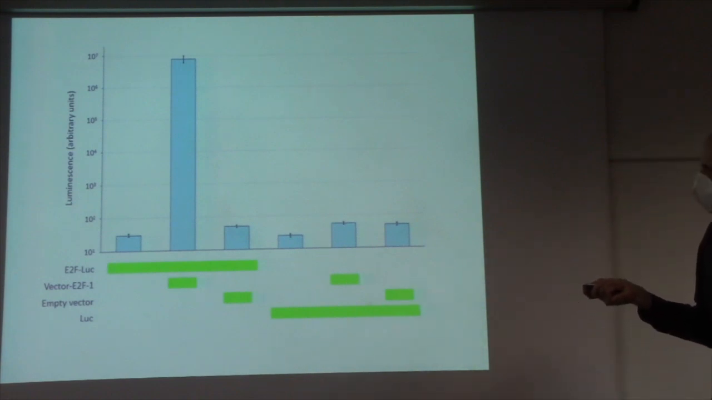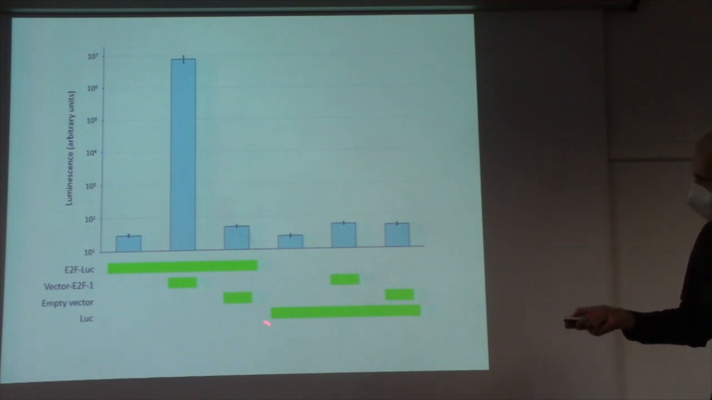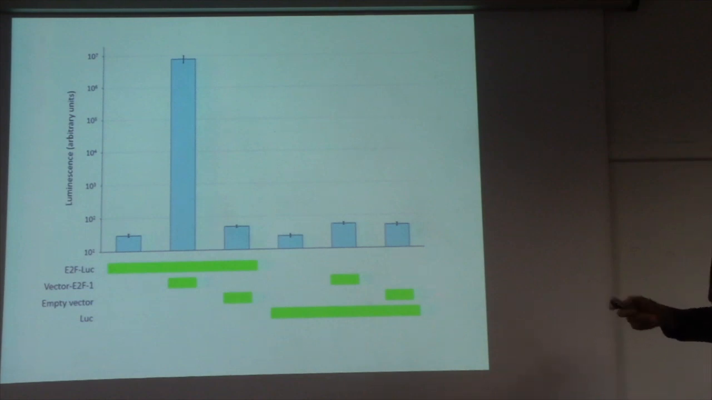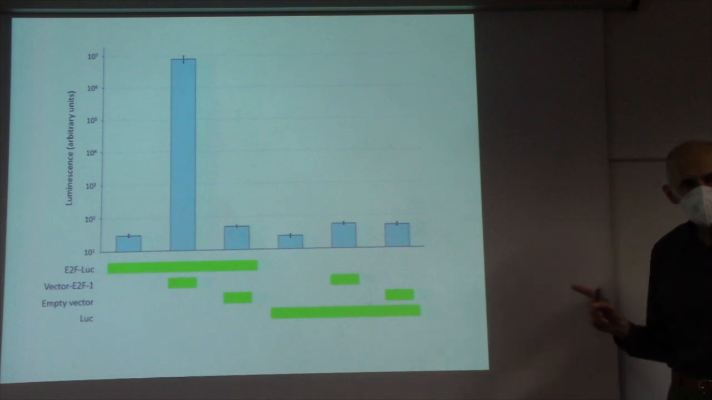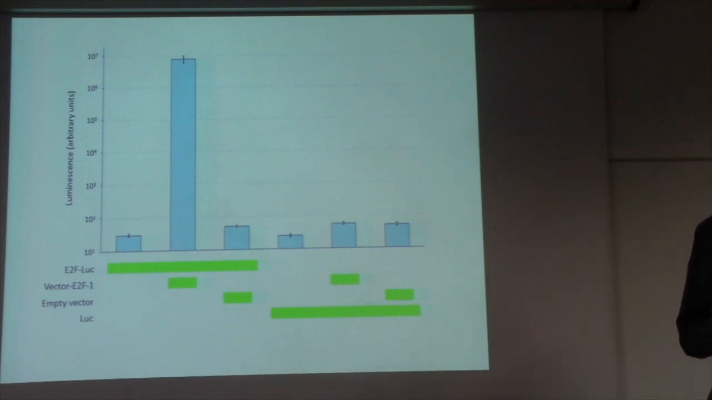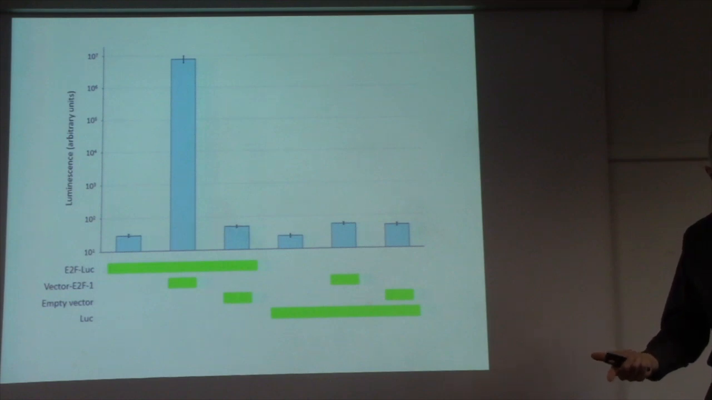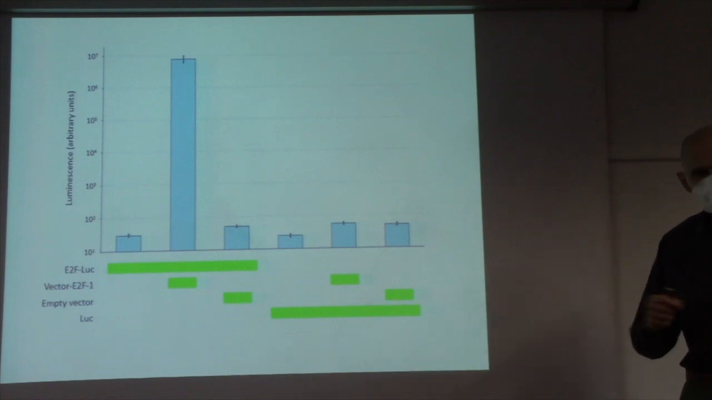But the question is, in fact, the way I've drawn this graph here, this later part of the experiment tells us something else. Where is the background coming from? The cells or my instrument that is measuring luciferase?